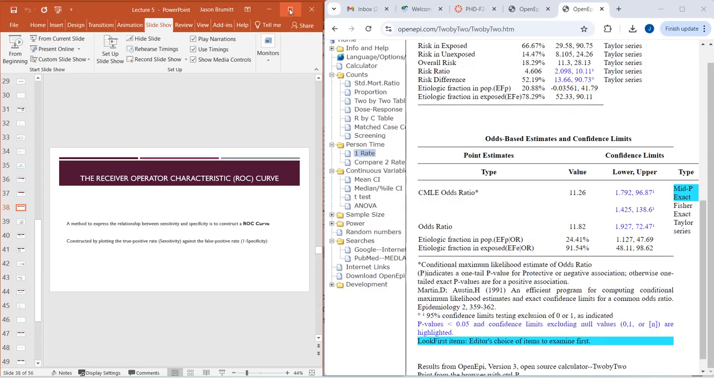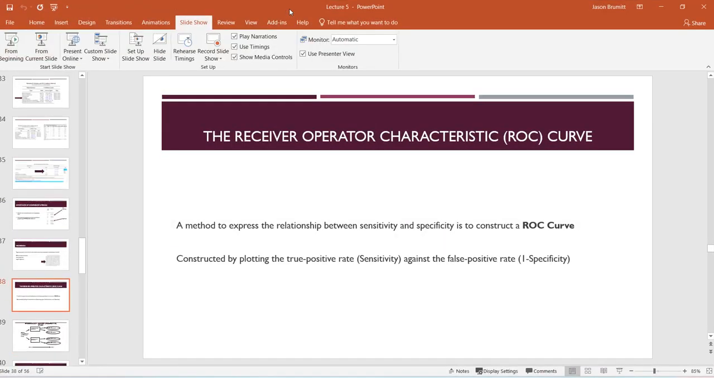And I'm going to blow this up now because we're not going to be using OpenEpi anymore. So the ROC curve. The ROC curve is a method to express the relationship between sensitivity and specificity. So what you're ultimately doing is constructing or plotting a true positive rate against a false positive rate.